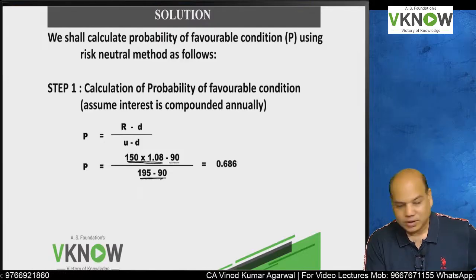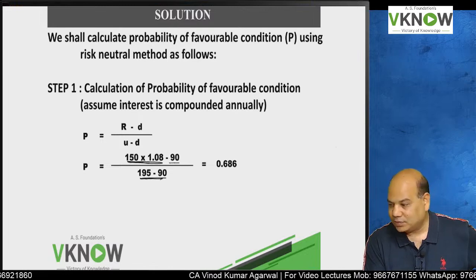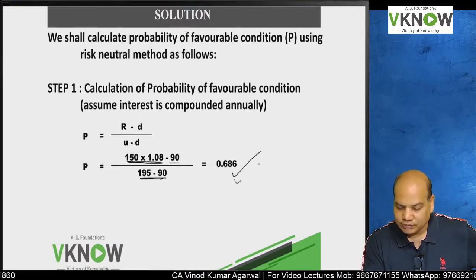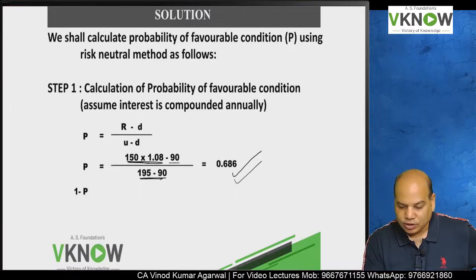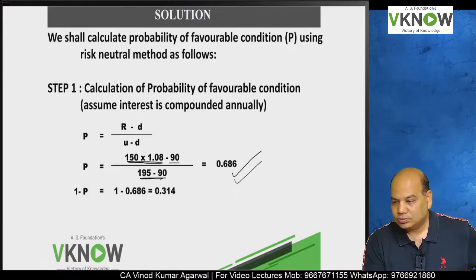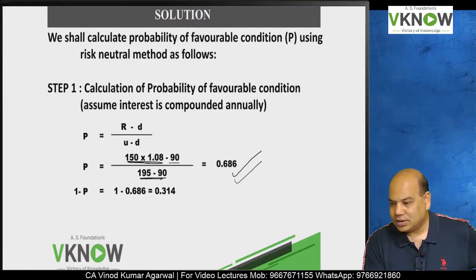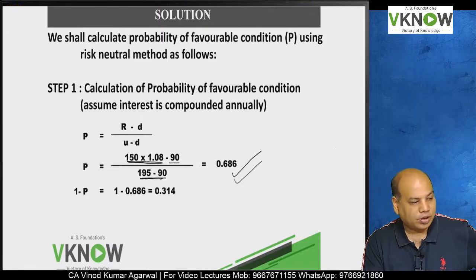Divya has replied 0.686. Very good. Anup has also replied 0.6857. Both are okay. You can write in 3 or 4 digits. So 1 minus P will be equal to 1 minus 0.686. Very good. 0.314.